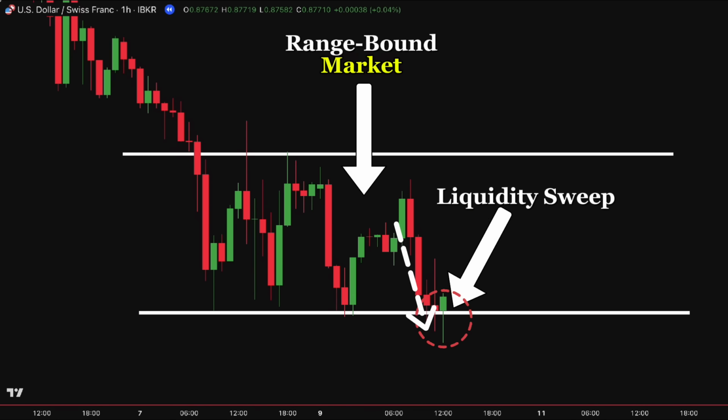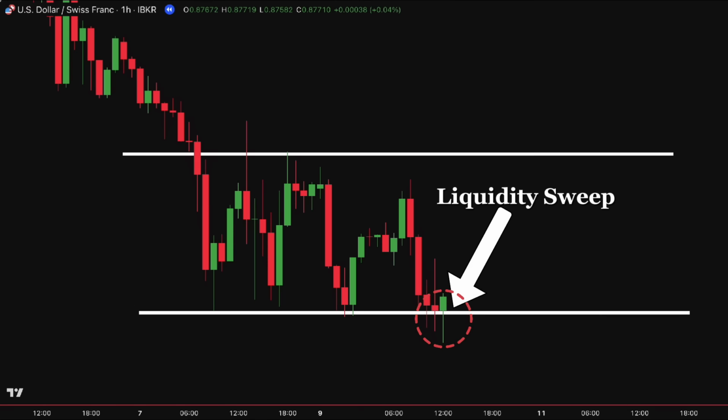And then watch what happens. Price reverses immediately, closing with a bullish candle back inside the range. This candle tells you everything. Smart money just cleaned out retail liquidity and is now pushing the price back up. Here's how to trade it.